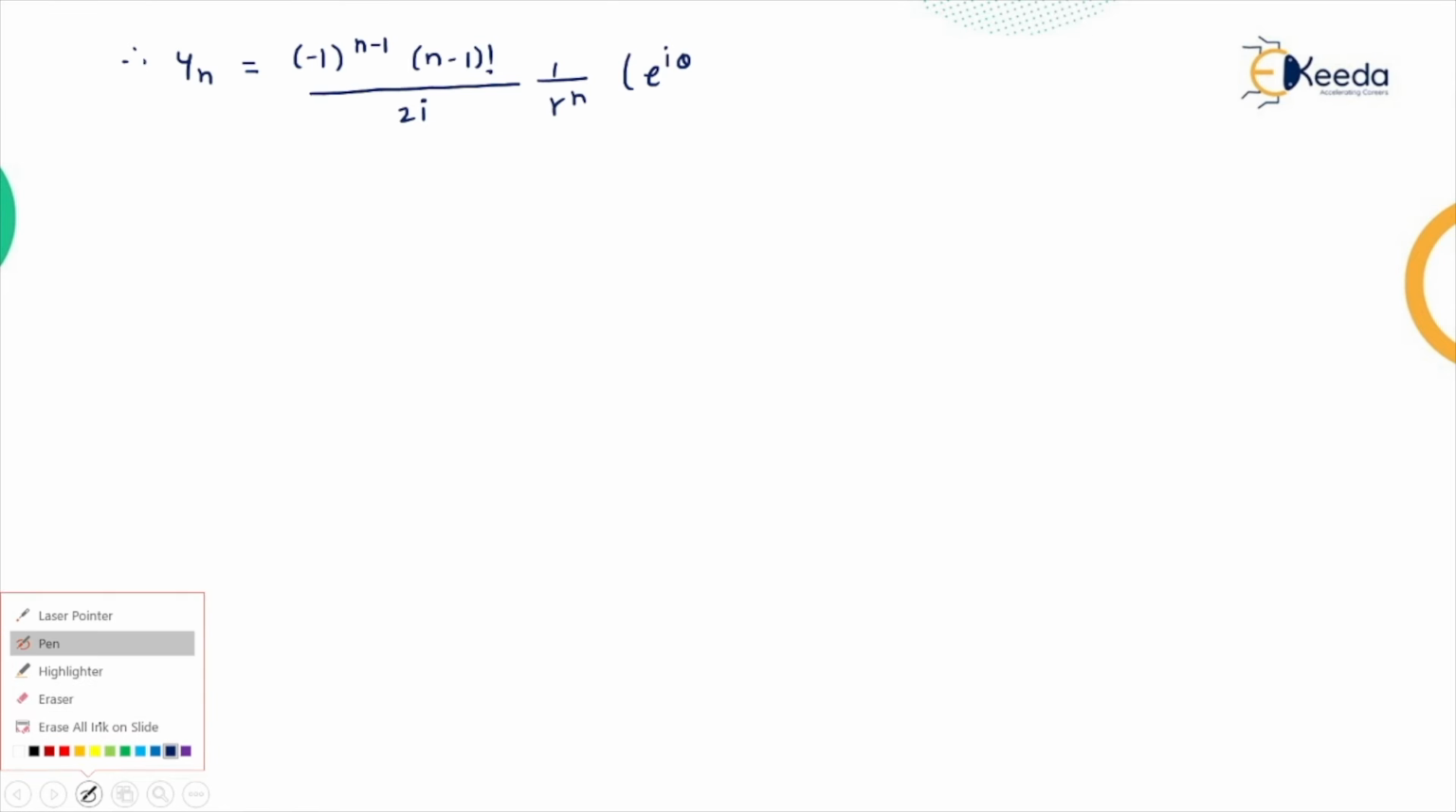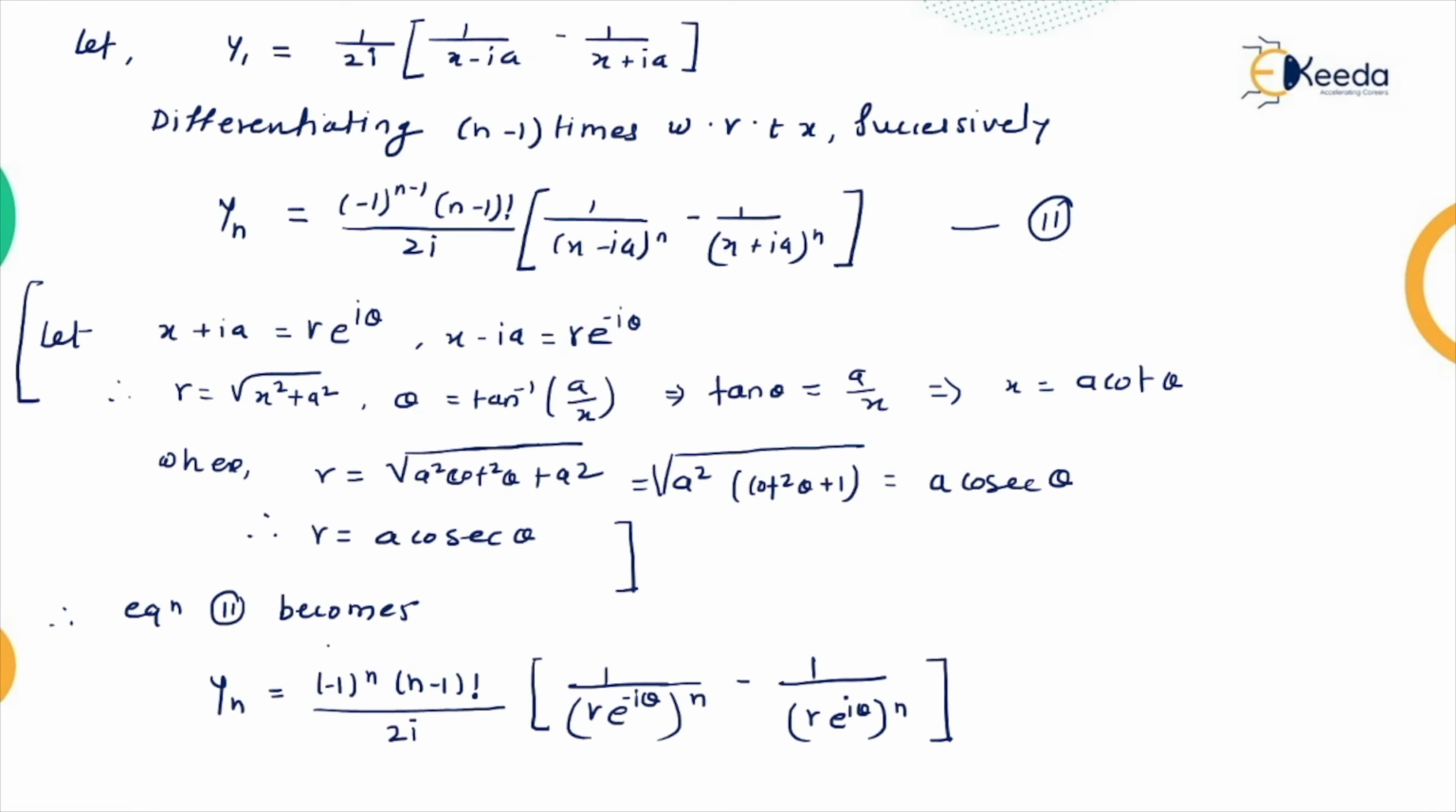I have to write here. So therefore yn can be written as (-1)^(n-1) into (n-1) factorial, this term as it is, divided by 2i, into 1 upon r^n, and this bracket can be written as e^(iθ). Since the power n is there, I am writing directly e^(inθ), because by using de Moivre's theorem you have to write it in this way. Let's see what the bracket is.